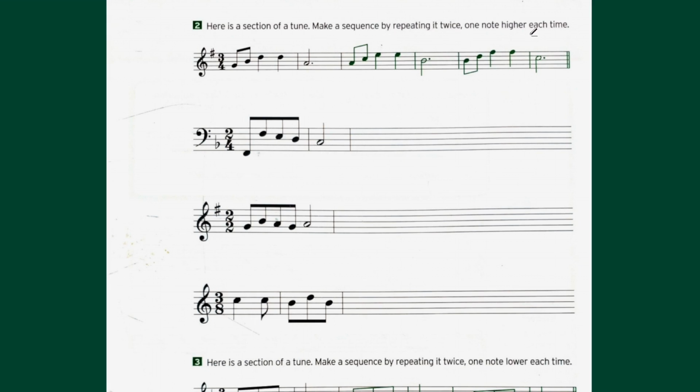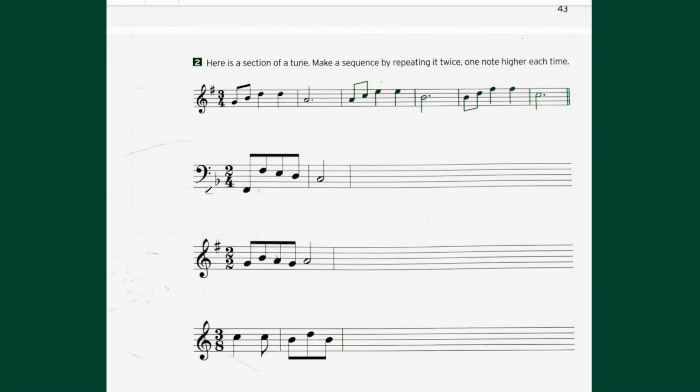Make a sequence by repeating it twice, one note higher each time. So all we have to do is copy this exact same melody one step higher each time. So we are starting on F, and F will move one step higher to G, and the next note it goes up an octave to the next F. So we are going to move this G up an octave to the next G, and then it goes a step lower and another step lower.